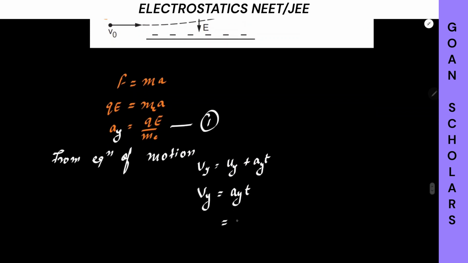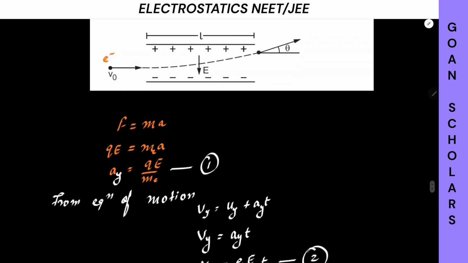And what is Ay? We just now found it: e upon the mass of the electron, e being the charge of the electron, into time T. That's our Vy. That is our equation number 2. Now we know how much time it will take for the electron to go between these plates, which is from this point to this point. How much time will it take? Time is equal to distance upon speed, right? L upon V0, the initial velocity with which it is projected. So this is our equation number 3.